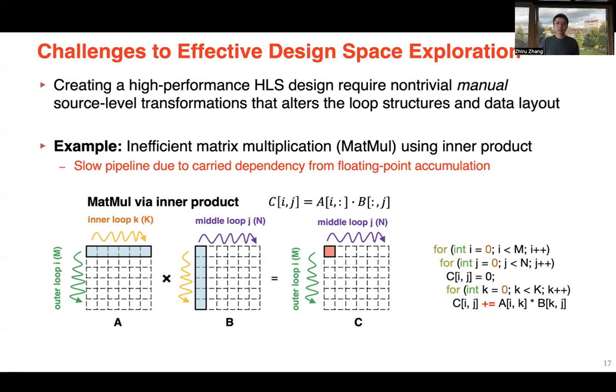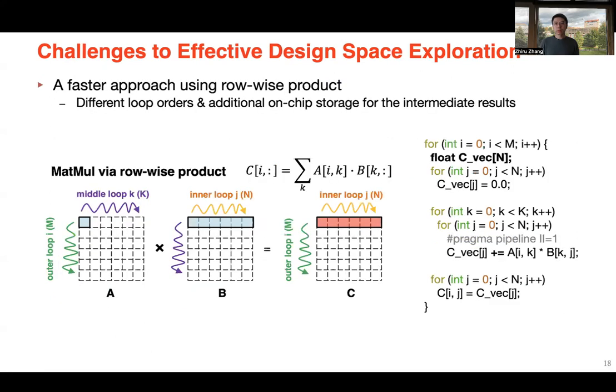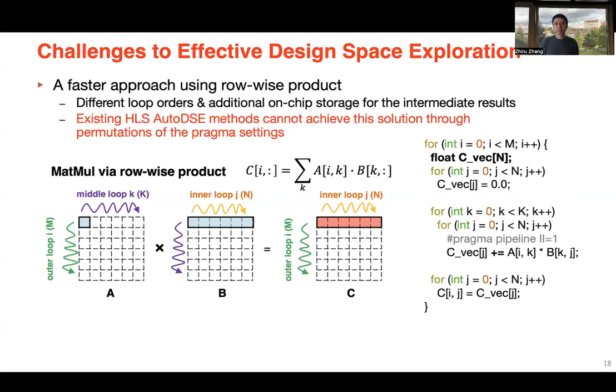To give you a concrete example, we can just consider matrix-to-matrix multiplication, or MatMul. Now, if you simply use the conventional, the vanilla inner product approach, that's where we end up with a very slow pipeline, because we're going to be bottlenecked by floating point accumulation. So that's going to increase the initiation interval of the pipeline. So this is definitely not efficient.